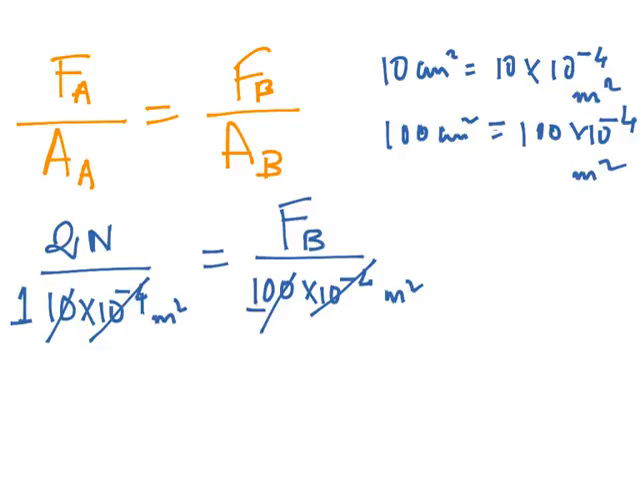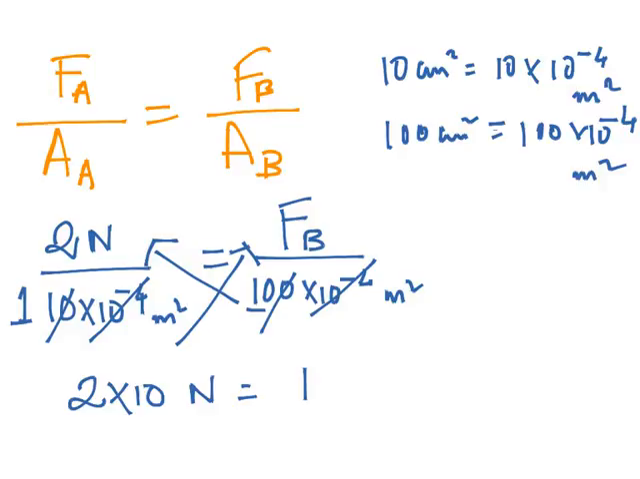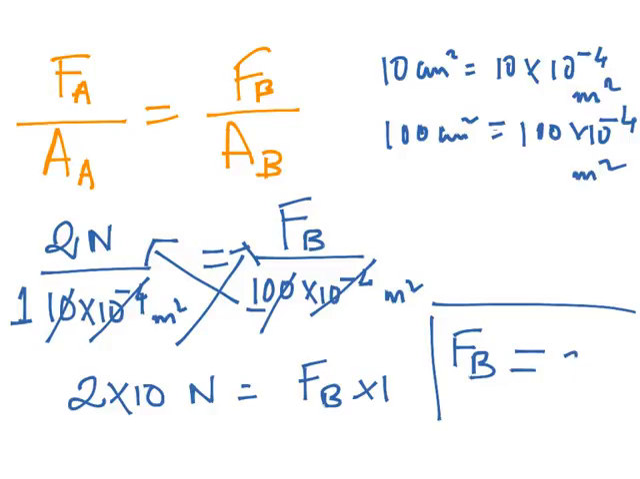So if you cross multiply, you get 2 into 10 Newton is equal to FB into 1. That gives FB, the force felt on piston B, equal to 20 Newton. So this is our answer: 20 Newton.